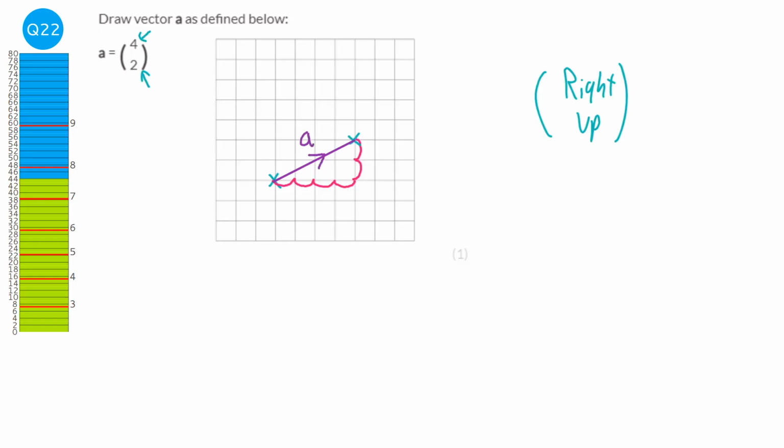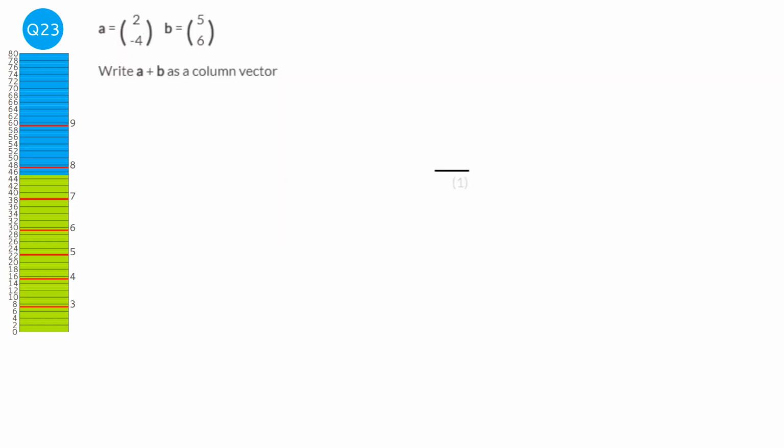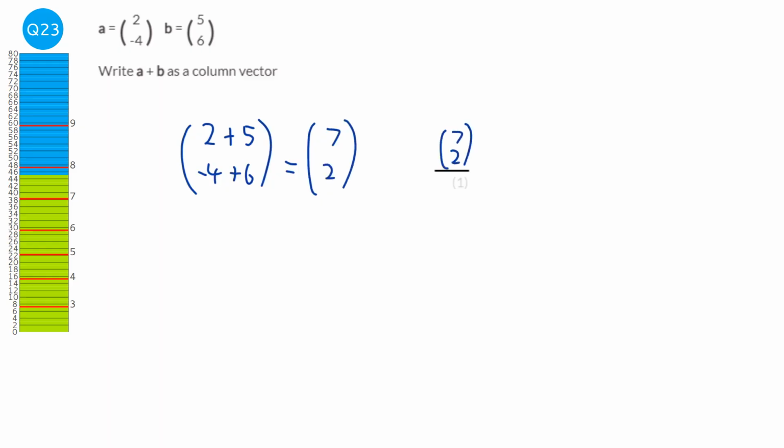So here we're just adding the column vectors. So we're going to add the tops, so 2 plus the 5. And we're going to add the bottoms, minus 4 plus 6. 2 plus 5 is 7. Minus 4 plus 6 is 2. So our answer will be 7, 2.